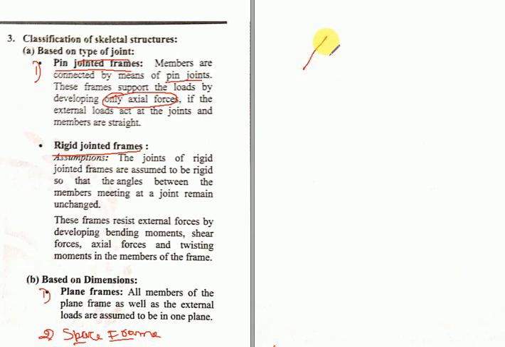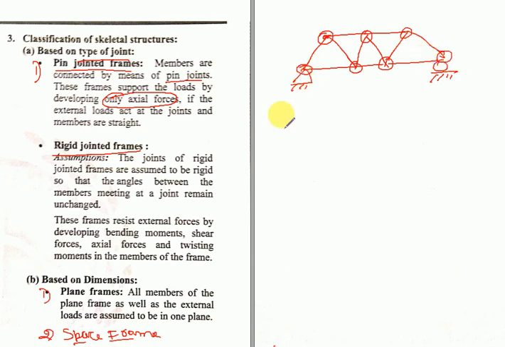Let me draw one diagram like this. Let it be hinged support and let it be roller support. So these are joints, 1, 2, 3, 4, 5, 6, 7. So the number of joints present here is 7, and what I am putting as two lines here are members: 1, 2, 3, 4, 5, 6, 7, 8, 9, 10, 11. Number of members is equal to 11.